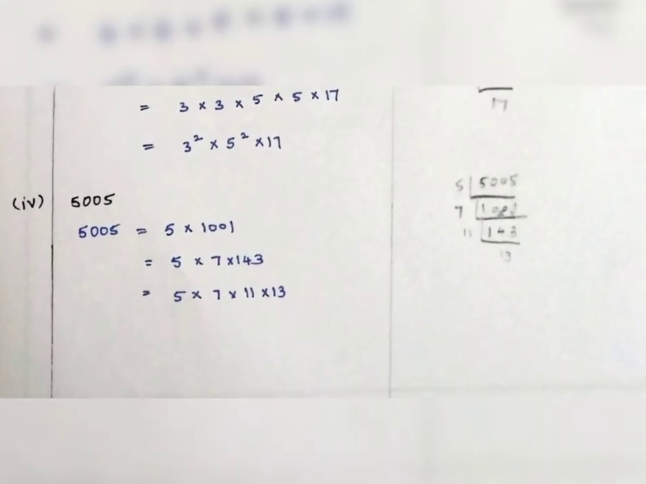Next is 5005. 5 into 1001. 1001 can be expressed as 7 into 143, and 143 can be expressed as 11 into 13. And all the four, if we check, those are all the prime factors.